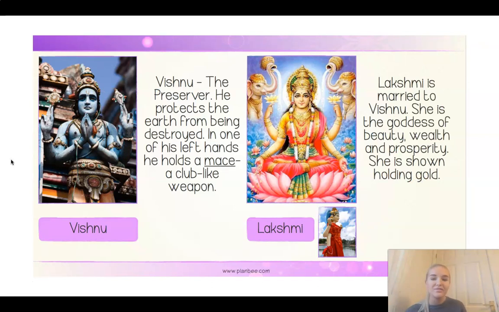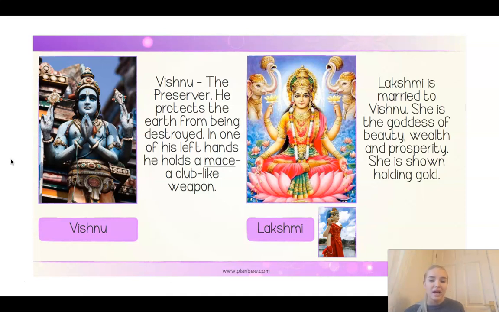Okay, let's see if you have the same ideas of what we're going to tell you now. So on the left is Vishnu. Vishnu is a god and he is the preserver. Now, when you preserve something, it means you protect something. You make sure that it's safe, and that's what he did with the earth. He protected the earth from being destroyed.